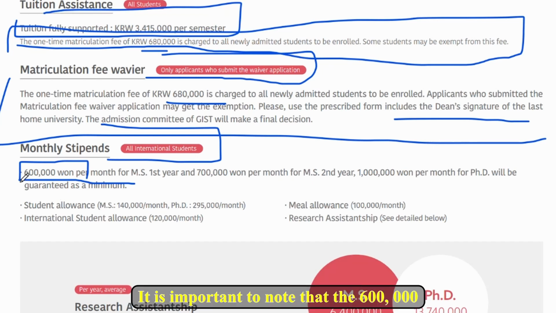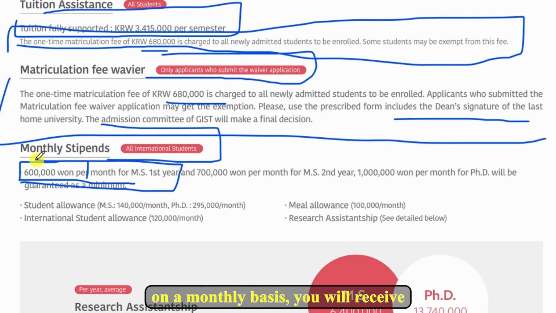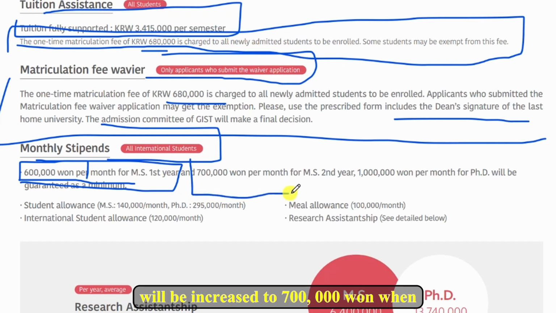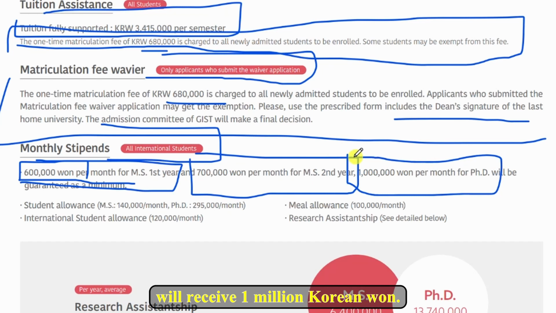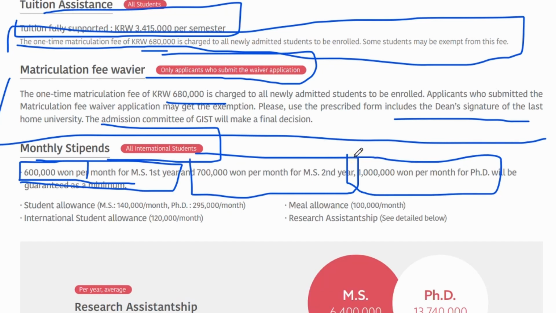It is important to note that the 600,000 won is for the first year of application. On a monthly basis you will receive that amount. During your second year of studies at the university, the money will be increased to 700,000 won when you're doing your Master of Science. And then for PhD applicants, they will receive 1 million Korean won per month.